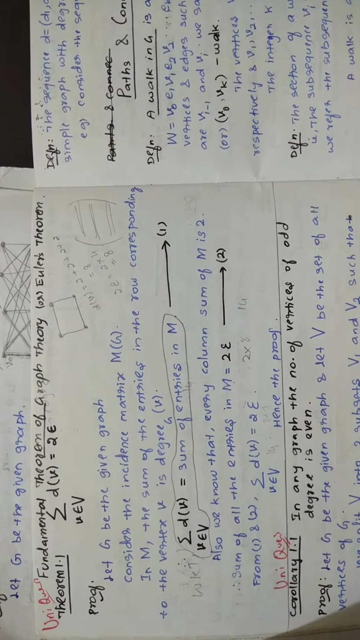So here let's start writing the proof. In the proof, first you have to consider a graph G. Okay, what is the name of the graph? G. And after that you have to consider an incidence matrix, and you denote the incidence matrix like this, M(G). Is that clear? Now in M, by the definition of incidence matrix, you are going to write two sentences. In the incidence matrix, the sum of entries in the row corresponding to the vertex v is degree G of v.